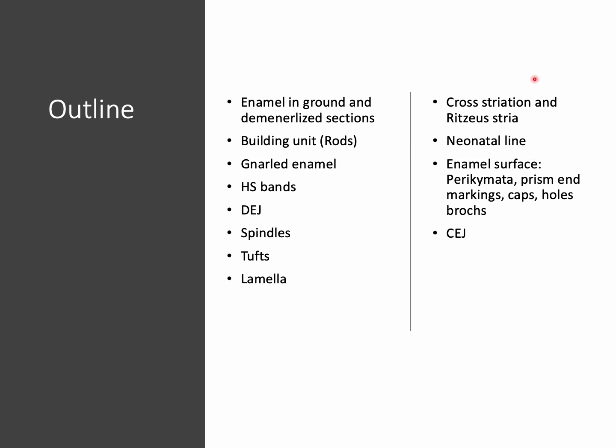Afterwards, we are going to the bulk of the enamel and see the striations that occur as a result of the resting and activation phases of enamel secretion by the ameloblasts. These are called cross striations and enamel striae, or striae of Retzius. One of them is called the neonatal line.